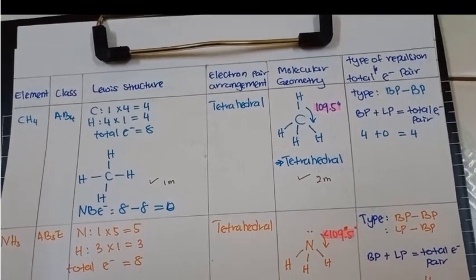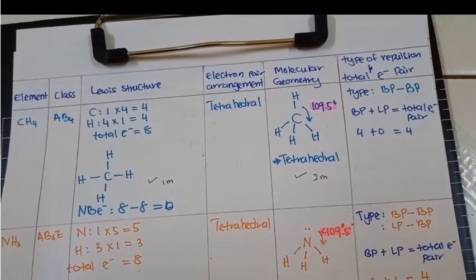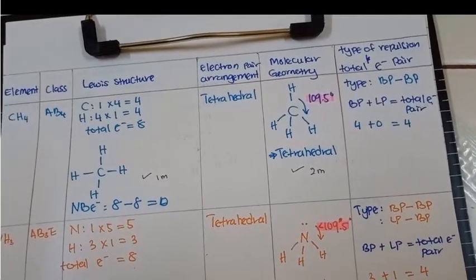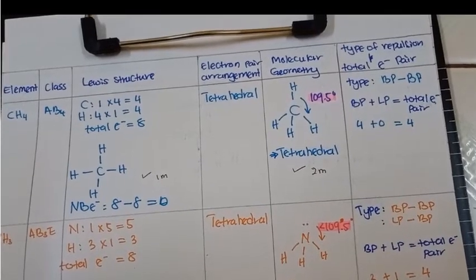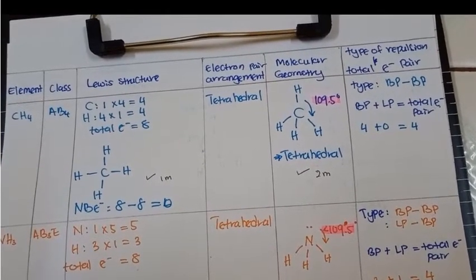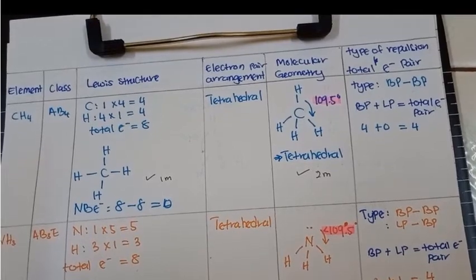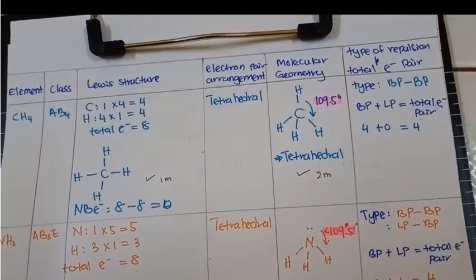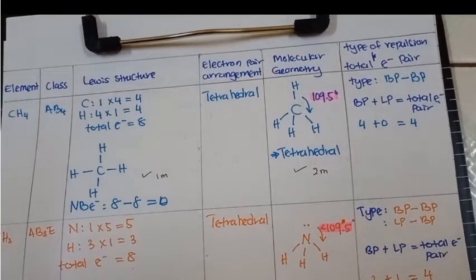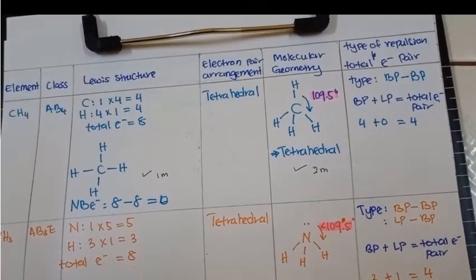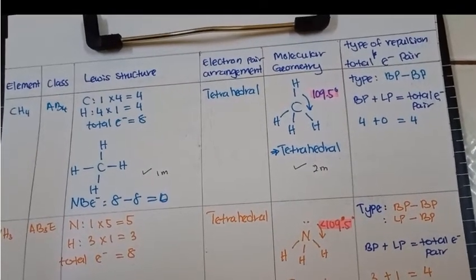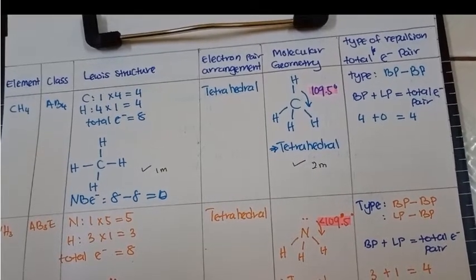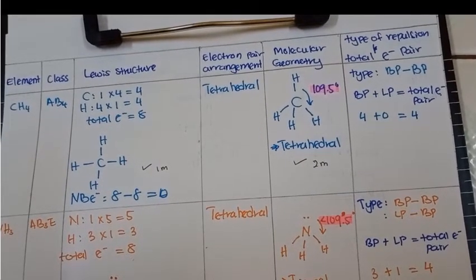Okay, so the electron pair arrangement is tetrahedral. For the molecular geometry, we need to draw like this and make sure we mention the bond angle, 109.5 degrees, and the molecular geometry name is tetrahedral. So the type of repulsion is bonding pair, and the total electron pair is 4.